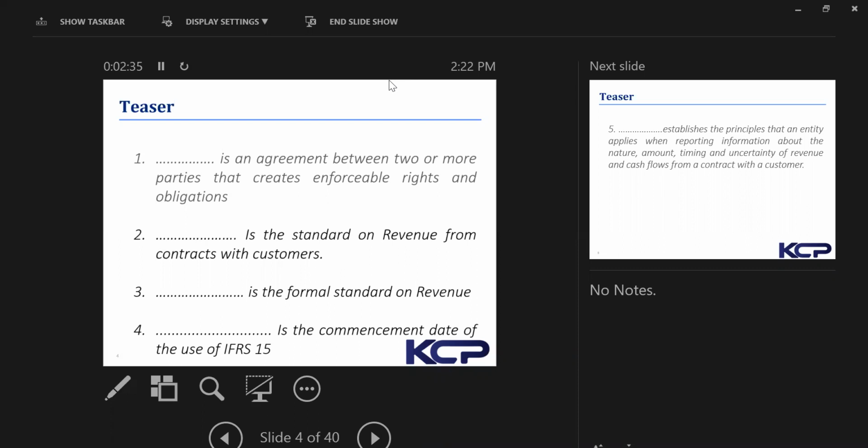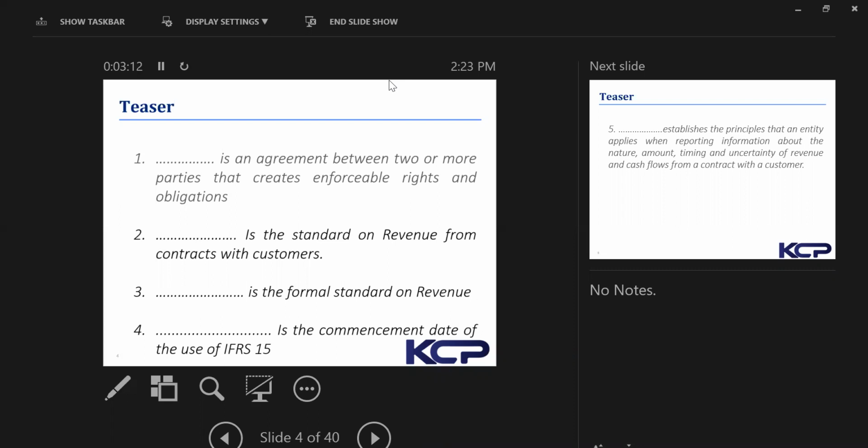Can you help us with that? On your own. When did it commence? You said it last week. No. 2019. No, you said 2018 before. Oh, okay, I didn't get that.